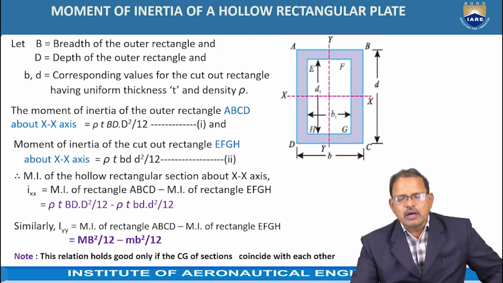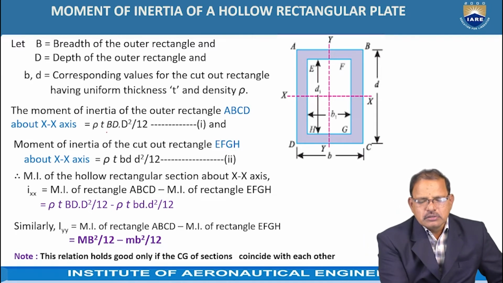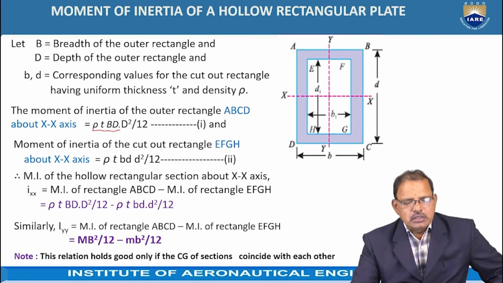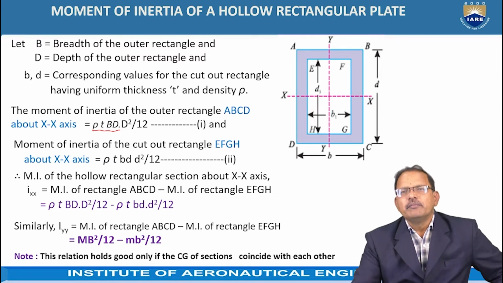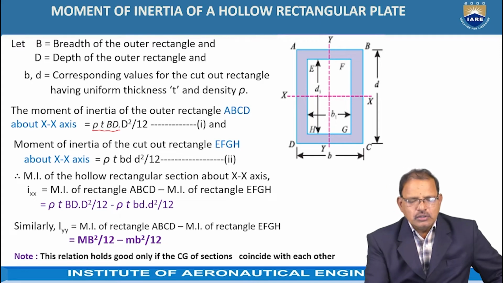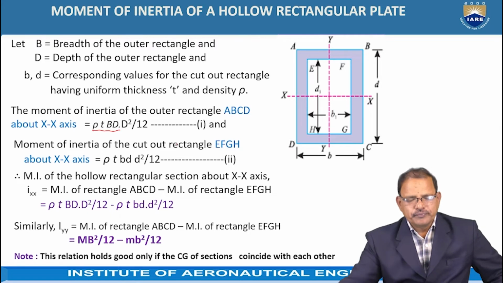So the moment of inertia of the outer rectangle ABCD about the x-axis, which is passing through its center of gravity, is rho T B D, that is representing the mass, into D square by 12. Similarly, the mass moment of inertia of the inner rectangle is given by rho T b d into d square by 12.